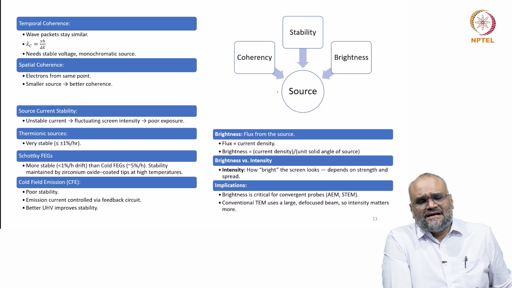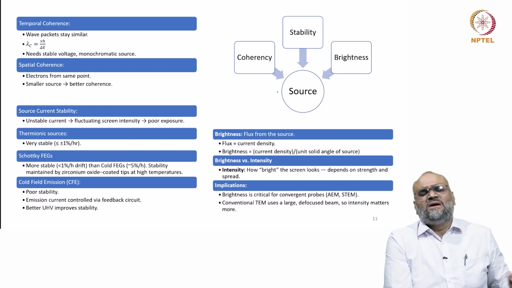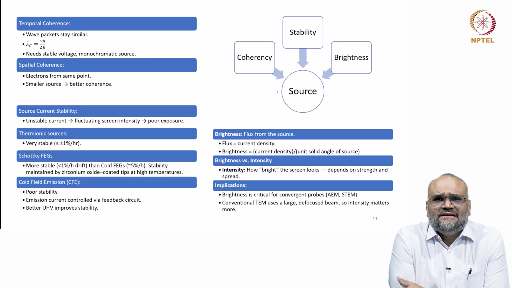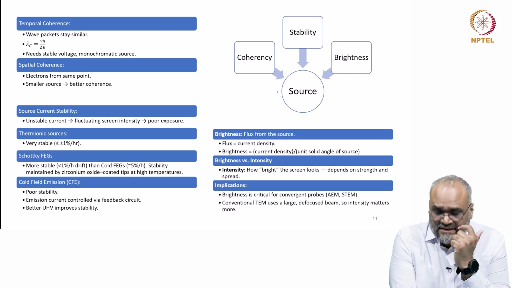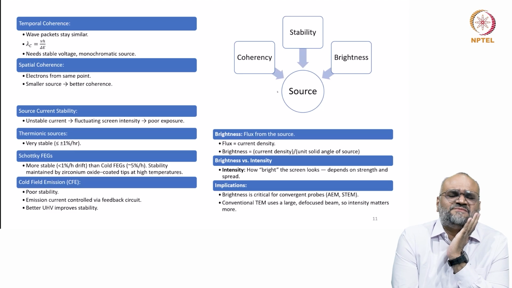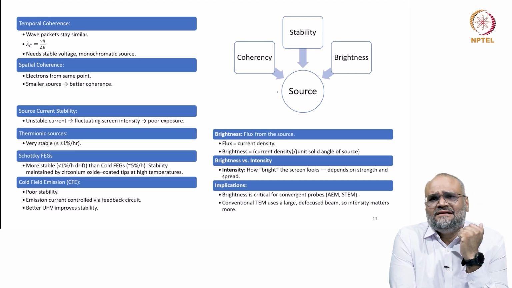Next, we have the brightness. When I say brightness, it is not how bright some feature looks. Brightness is actually the flux of electrons that are emitted from the source, and it is measured over a solid angle.